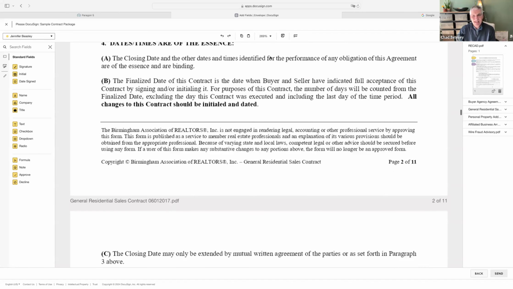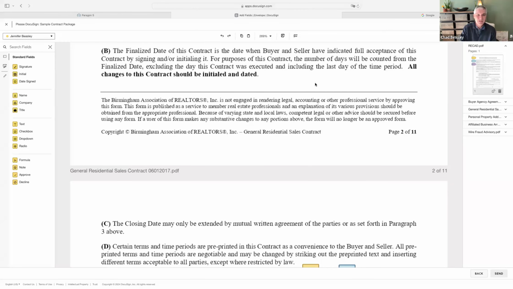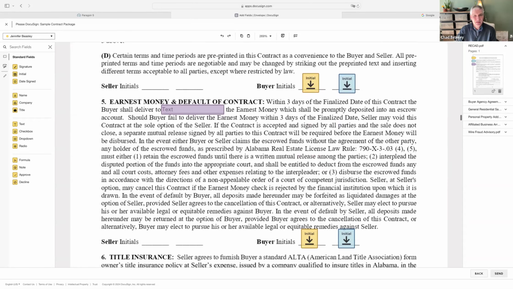This just says our dates and times are of the essence. Closing date and other dates and times identified in this agreement are of the essence and binding. The finalized date of the contract is the date buyer and seller have indicated full acceptance of the contract. So it's basically just saying all the dates are firm. No date can be changed, like the contract doesn't live on past the close date unless all parties agree in writing to change that and extend it. And that's basically what this says.